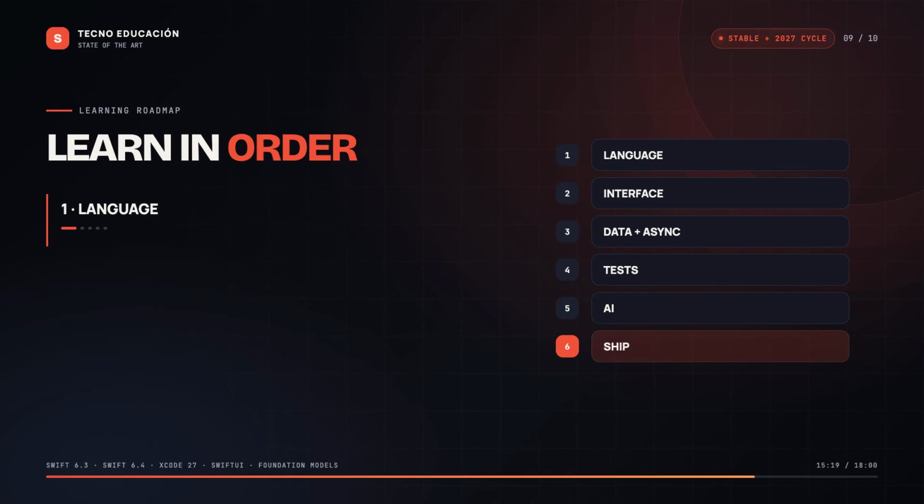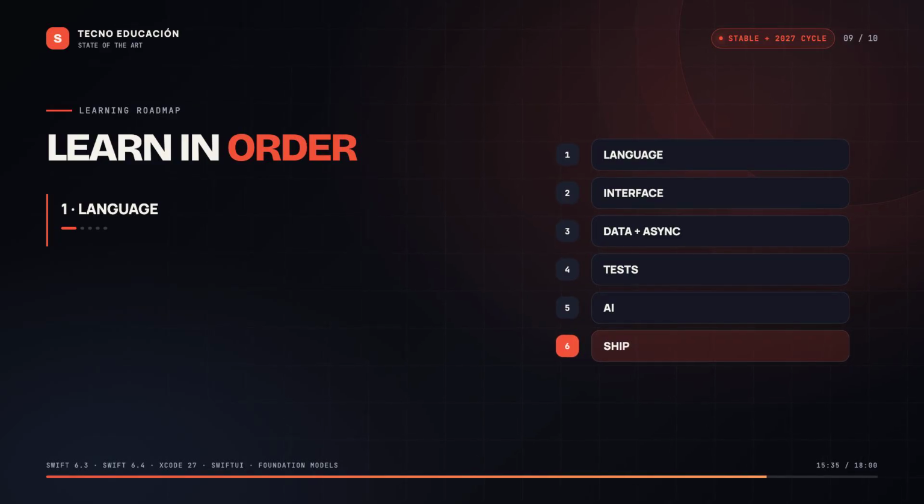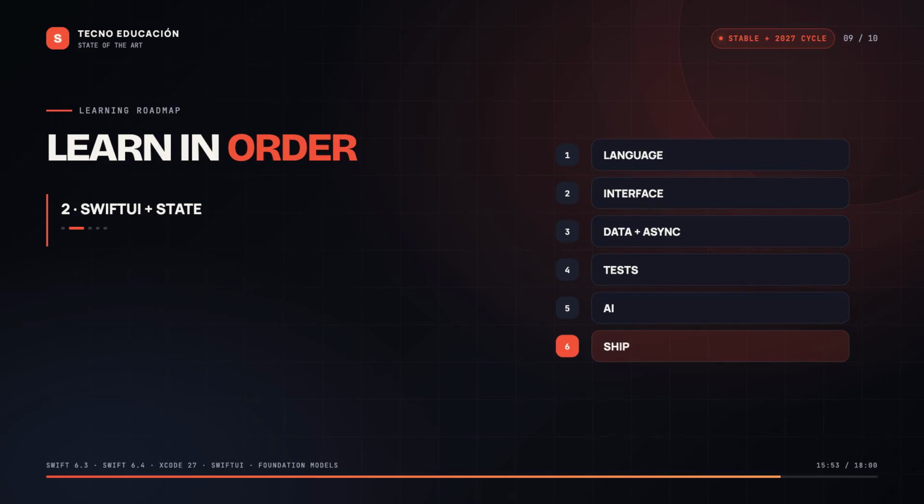If you are starting, do not begin with agents or a 32,000 token model. Begin with values, optionals, functions, collections, and errors. Build a small interface with SwiftUI and understand how state drives rendering. Persist a model with SwiftData. Add one cancelable asynchronous operation. Write tests for logic that must not regress. Only then add one foundation model feature with a bounded result, such as classification, summarization, or structured generation.